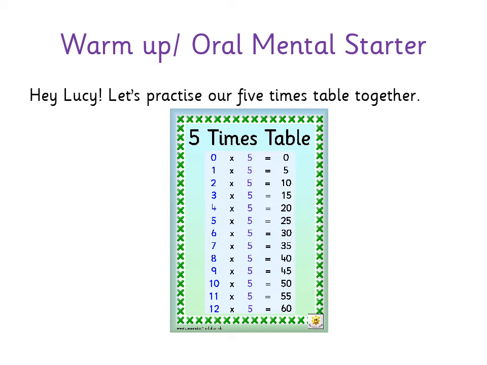So let's start. 0 times 5 is 0, 1 times 5 is 5, 2 times 5 is 10, 3 times 5 is 15, 4 times 5 is 20, 5 times 5 or 5 squared is 25, 6 times 5 is 30, 7 times 5 is 35, 8 times 5 is 40, 9 times 5 is 45, 10 times 5 is 50, 11 times 5 is 55, and 12 times 5 is 60.